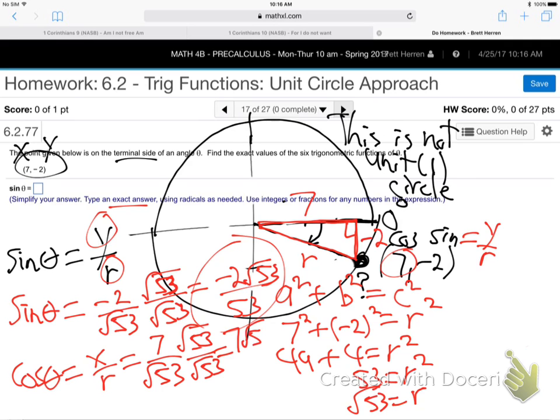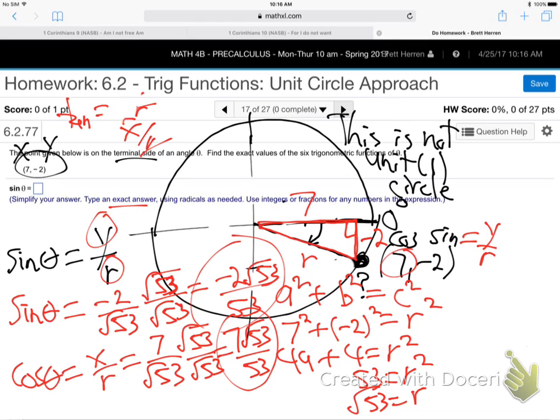Get 7 root 53 over plane 53, like that. So that's cosine, got sine, got cosine, and the rest are the same because tangent is still just y over x. You don't need to put the r in there for tangent because it's got both y and x. If you want to be more formal, it's y over r over x over r, and the r's cancel. Boom, boom. So it's just the same thing it always was.